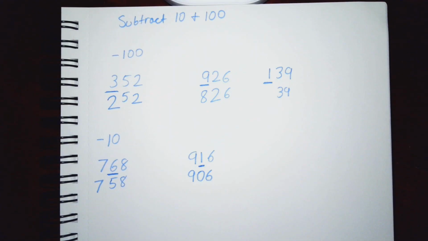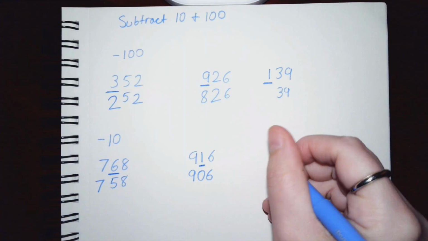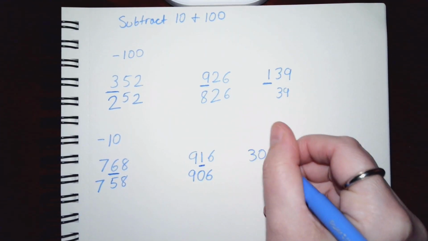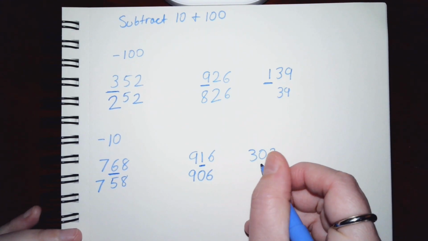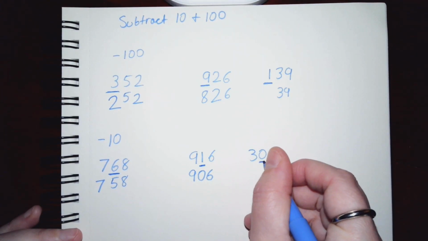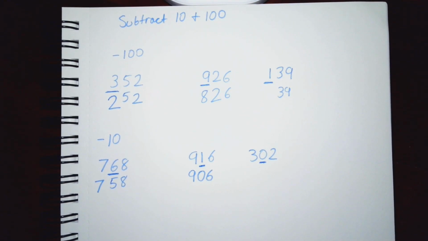Okay, now this is where many people have questions. We are going to do 302, and we're going to take 10 away from there. Okay, so I'm going to underline my tens place because that's where I need to subtract from. And many people are going to be like, wait a minute, I have 0. How can I take a 10 away from 0? Well, remember, if I don't have enough of something, then I need to go to my place that is higher to help me get more.